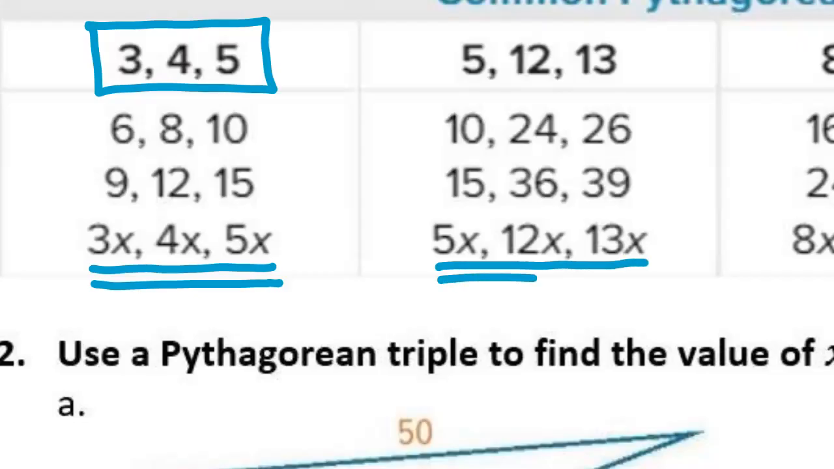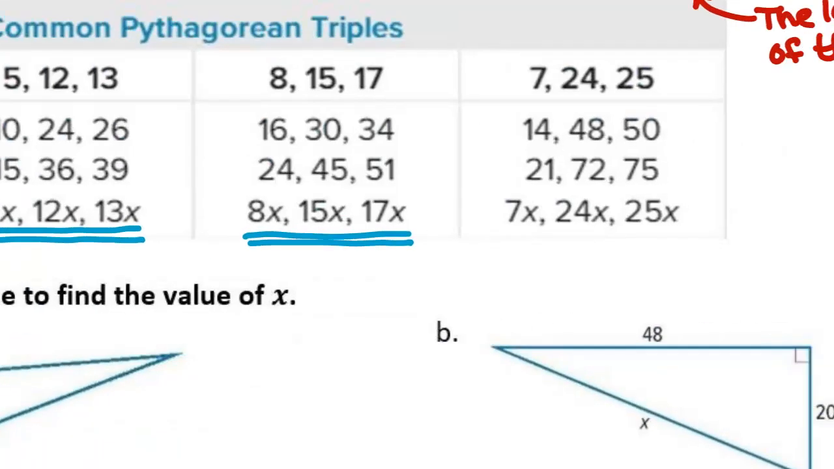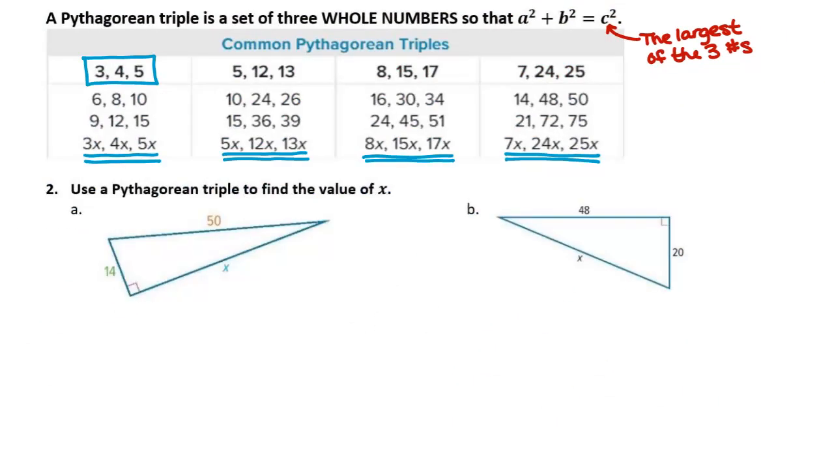And here we have our 5, 12, 13, all of those variations. All of the variations of an 8, 15, 17. All of the variations of a 7, 24, 25. These are not all of the Pythagorean triples ever. This is just the most common variations that we tend to see happen. So on number 2, I want to use a Pythagorean triple to find the value of x.